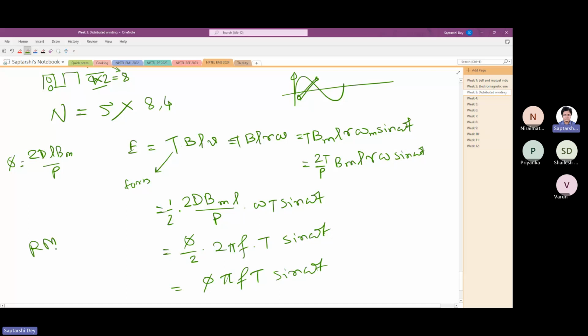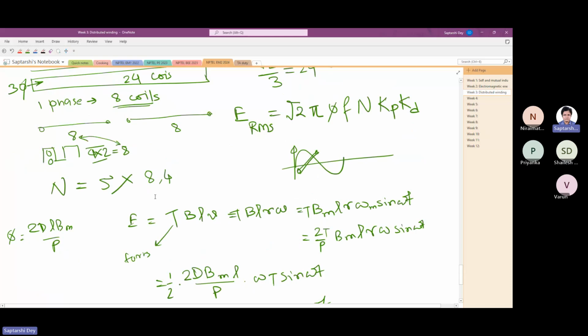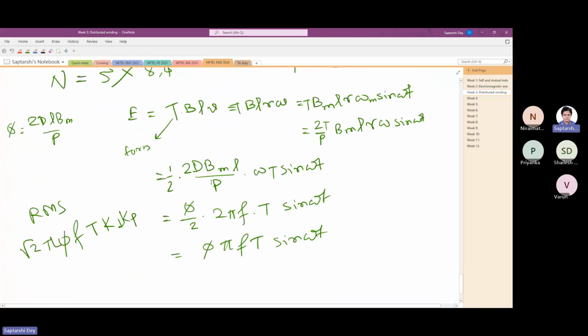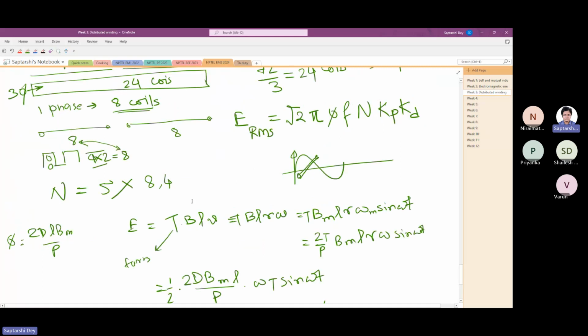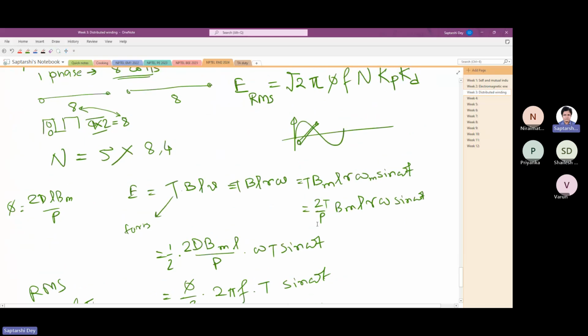So the RMS, if we find out, becomes root 2 pi f t, right? And anyway, Kd Kp will be coming. Let me see how far we are from this. Kd Kp we cannot write here. Understood. Times the number of turns. Now whenever you are transforming from this number of turns, that is the number of turns of one coil side. Now how many coil sides do you have under one pole?